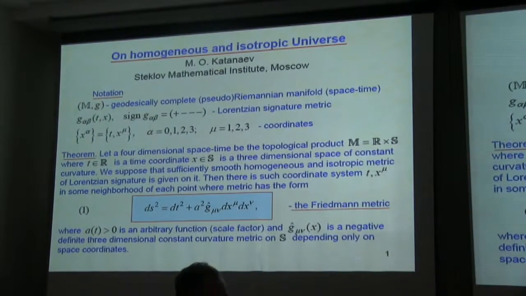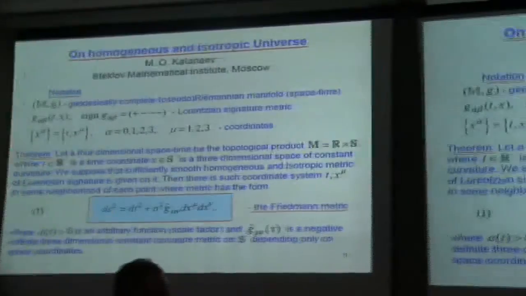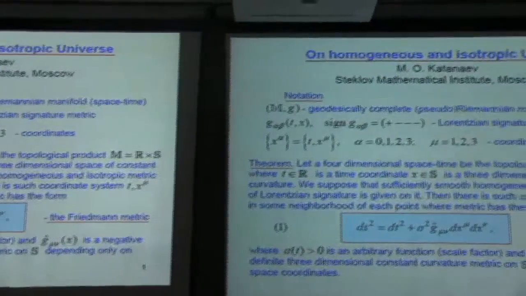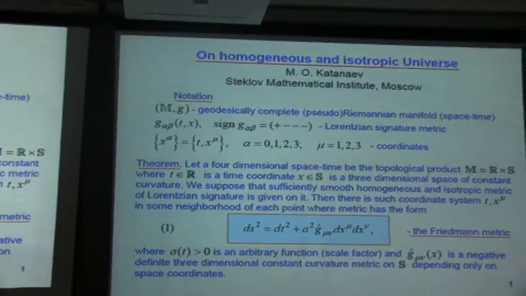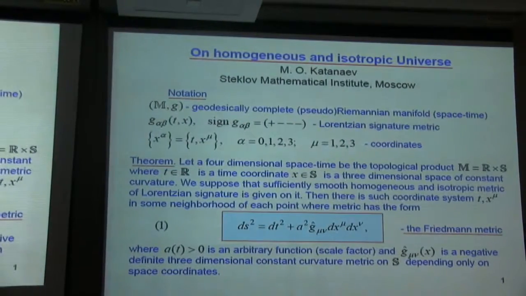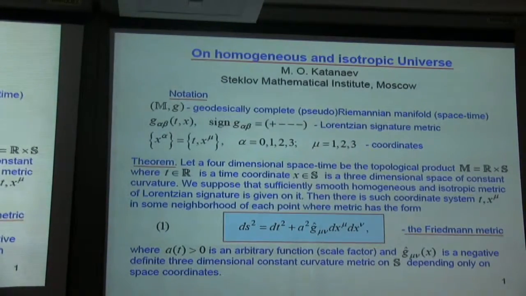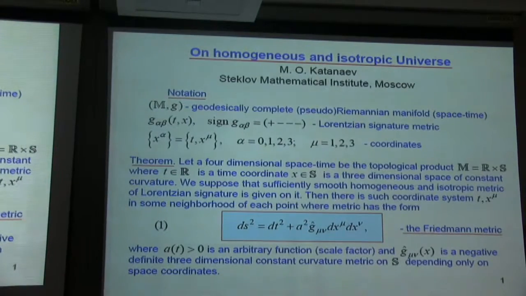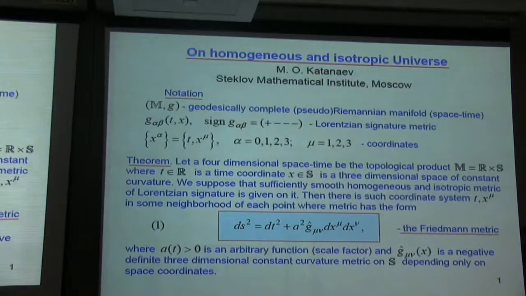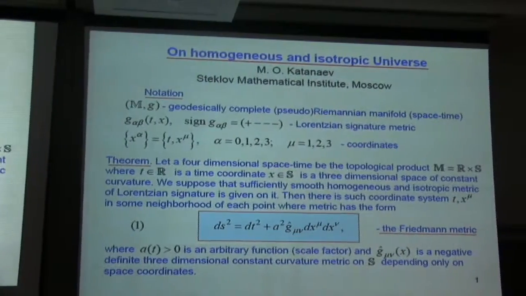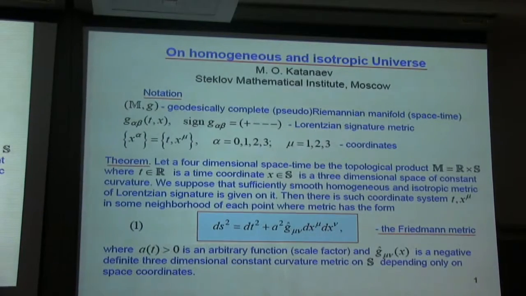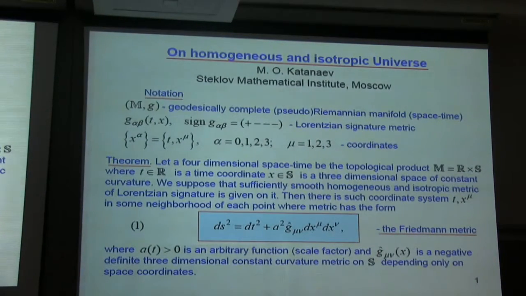written here, where a(t) is an arbitrary function which is called the scale factor, and ĝ denotes the negative definite three-dimensional constant curvature metric on S, which depends only on the space coordinates. This theorem is very important in cosmology because in fact it lies in the foundation of almost any cosmological model.